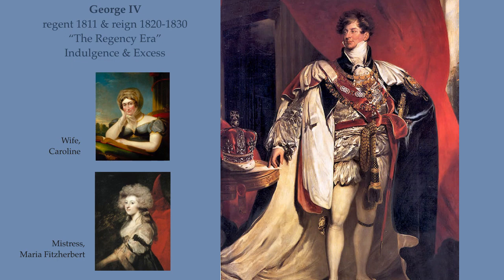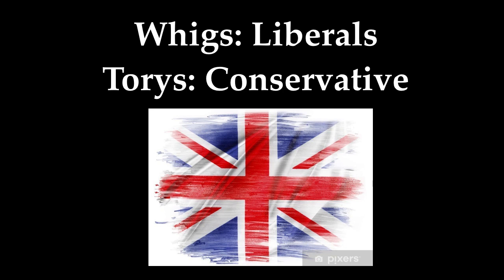kings in British history. But we do have a constitutional monarchy, and there are two political parties that we need to revisit. There are the Whigs and the Tories, the Whigs being the Liberal Party and the Tories being the Conservative Party. Let's remember what liberal and conservative means at this point in time in the early 19th century, because it is different from what liberal and conservative means today in the 21st century.